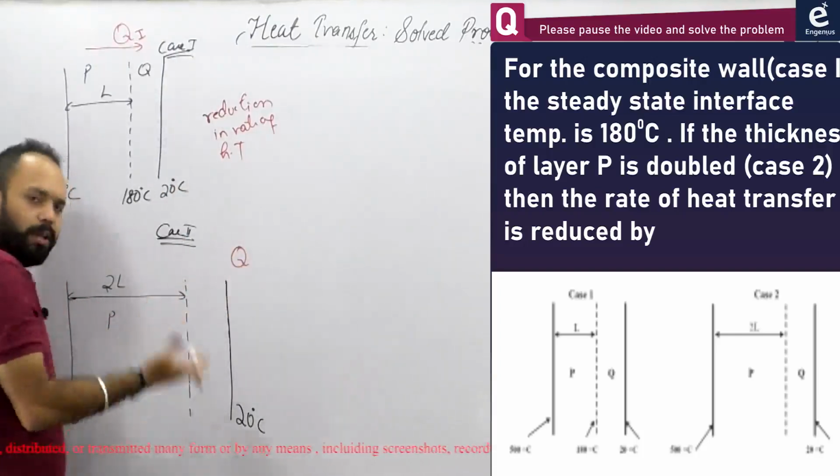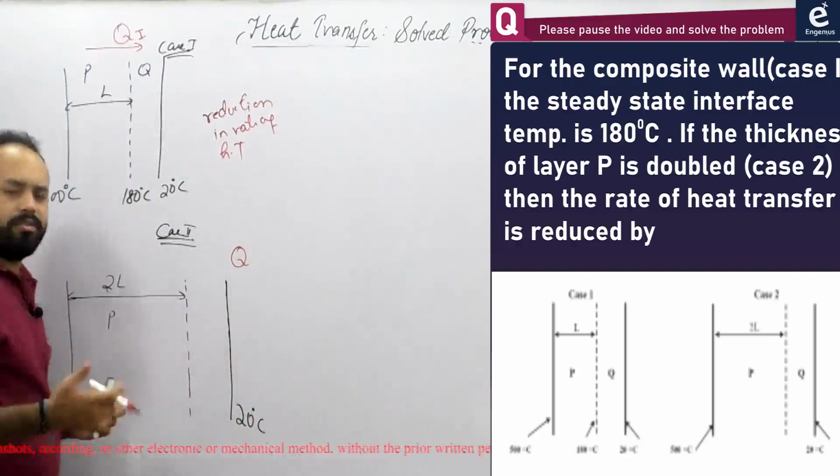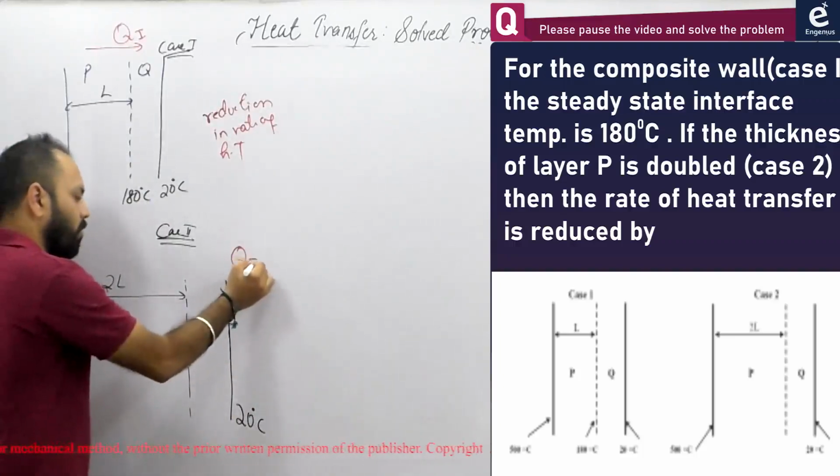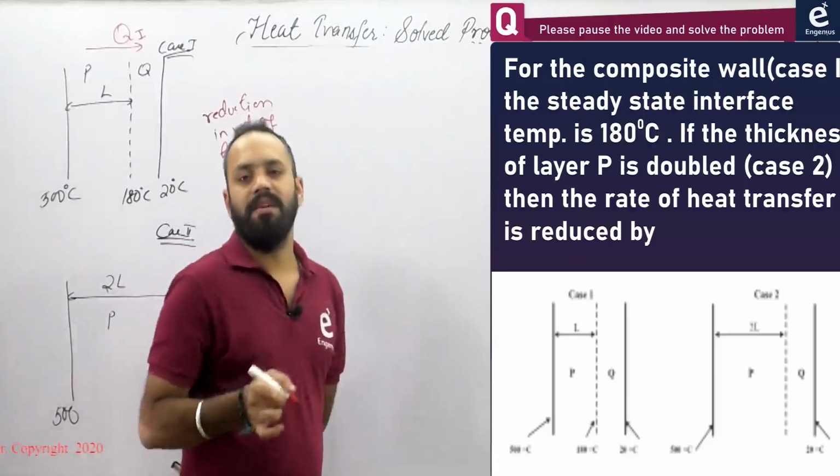Definitely, because thickness बढ़ गई है. What happens on increasing, if the delta T is same, on increasing the thickness you are increasing the resistance, so it is Q2, and definitely Q2 will be less than Q1. तो वहीं आपसे पूछा परसेंट रिडक्शन.